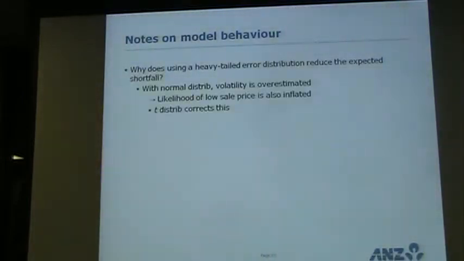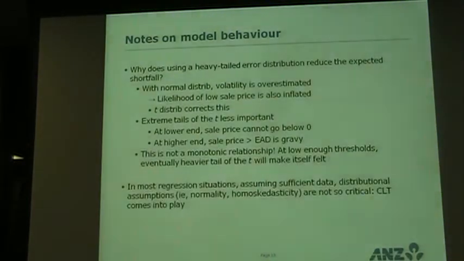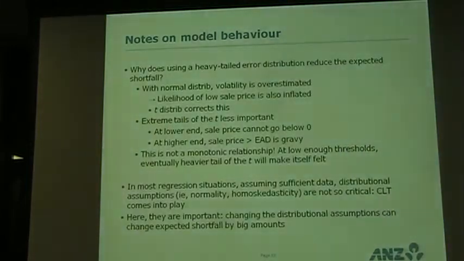And an interesting thing is that with mortgages and mortgage defaults, you can actually sometimes get that far out, so that's more of a practical thing. And I guess it's interesting because in most regression situations, assuming sufficient data, you don't have to worry so much about these kinds of distributional assumptions. So with reasonable data, your central limit theorem comes into play, your inferences, your standard errors are still roughly correct, and you're not going to go too far wrong, even if it's slightly more heavy-tailed than normal. In this case, it is important, so changing your distributional assumptions changes the expected shortfall by big amounts.